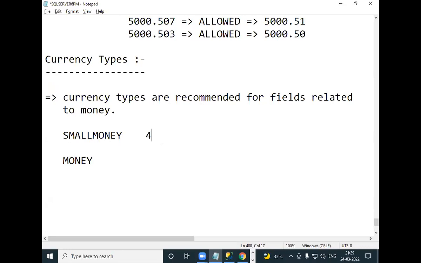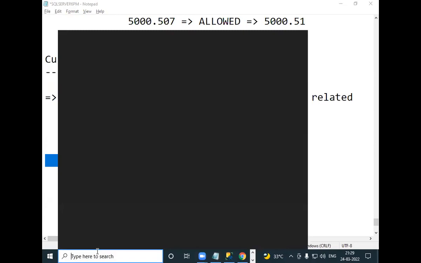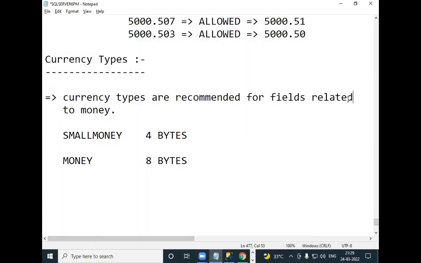Small money, money. Small money is what? 4 bytes. Money takes what? 8 bytes. Small money takes 4 bytes. Money takes 8 bytes. So, fields related to money.